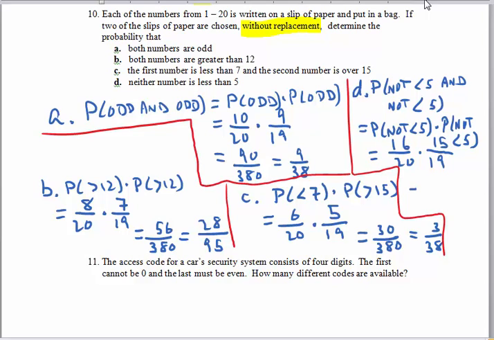So this would be 16 out of 20 times 15 out of 19, which is 240 out of 380, which would reduce to 24 out of 38, which is really 12/19. So the probability of not getting a number less than 5 on both selections would be 12 out of 19.